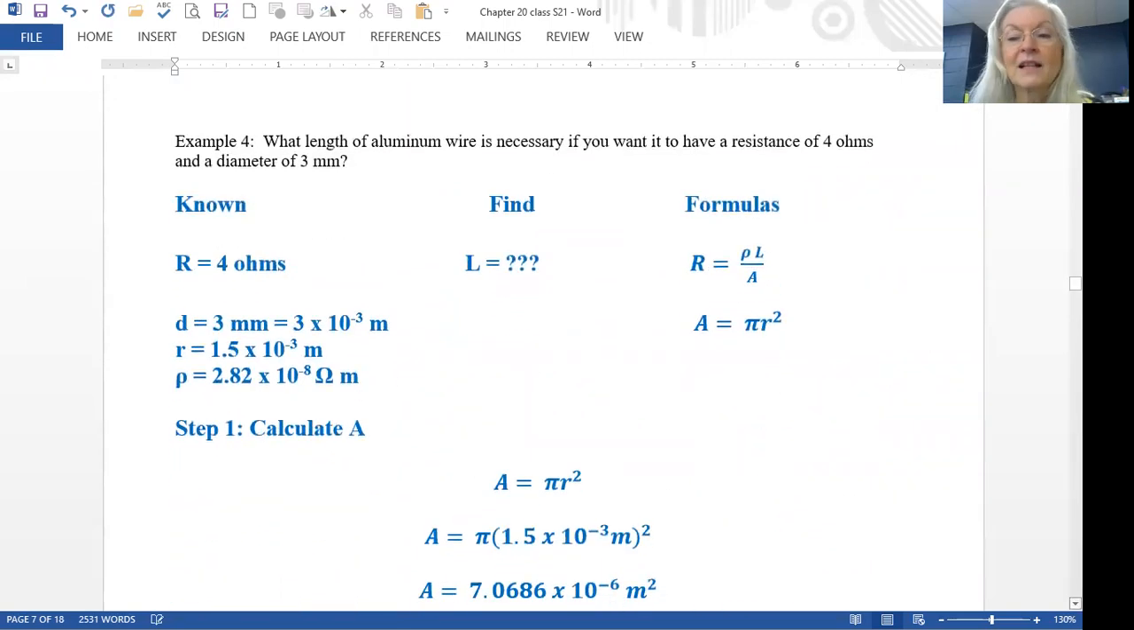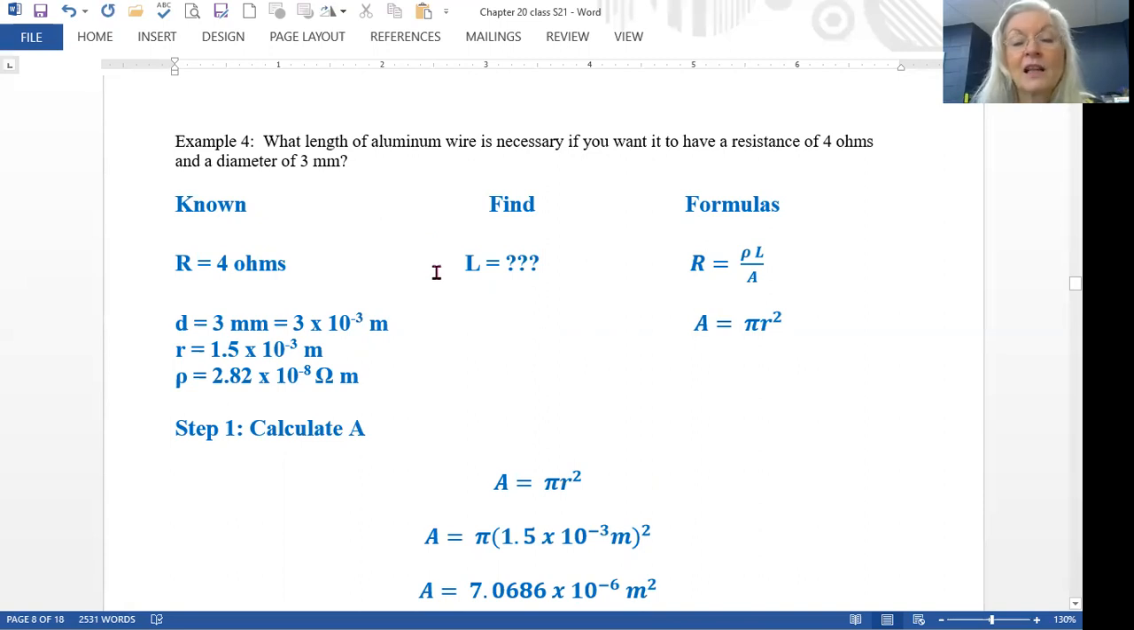Let's look at another example. What length of aluminum wire is necessary if you want it to have a resistance of 4 ohms and a diameter of 3 millimeters? So we know that R is 4 ohms. We know that the diameter is 3 millimeters, but that's the same thing as 3 times 10 to the minus 3 meters. We know that if the diameter is 3 millimeters, the radius is half of that, so 1.5 times 10 to the minus 3 meters. And we could look up the resistivity of aluminum in the table and come up with 2.82 times 10 to the minus 8 ohm meters.